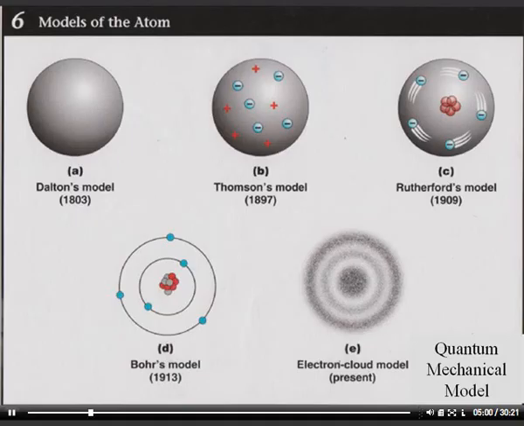And here's a summary of all the models. We didn't talk about Dalton's model, but his model basically is a solid ball where the atom doesn't really have any parts. Thomson's model has the protons, or the positive charge, and the negative charges just kind of hovering around each other. Rutherford has the nucleus. Bohr has the orbits, sort of like the planets, and the electron cloud model, or the quantum mechanical model, is more of a fuzzy cloud.